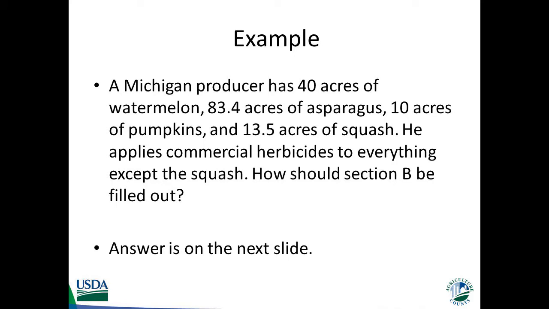Let's look at how we might record information in the Section B vegetable acreage table. Suppose you were working with a Michigan producer who grew 40 acres of watermelons, 83.4 acres of asparagus, 10 acres of pumpkins, and 13.5 acres of squash. He applied commercial herbicides to everything except the squash. How should Section B be filled out? Why don't you pause this video to see if you can work this one through on your own before progressing to the next slide.